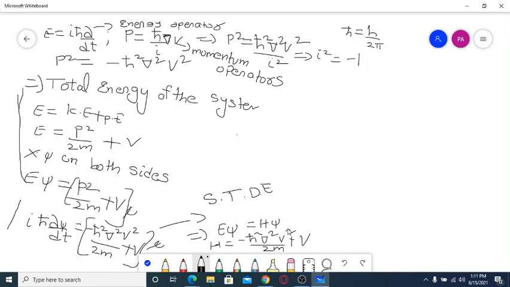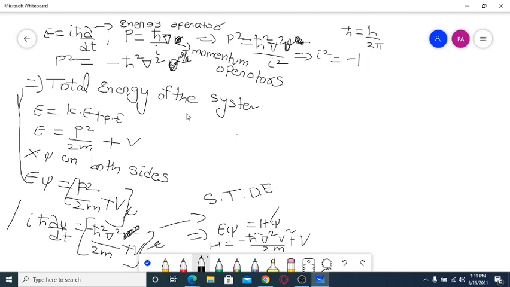One thing you need to remember: in the first part, the V term is not there, and p square is only minus h bar square ∇ square. This is what the momentum operator is all about. So p is equal to h bar by i del, and we write minus h bar square ∇ square.